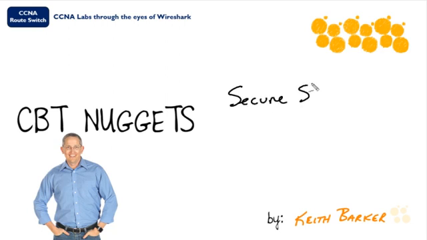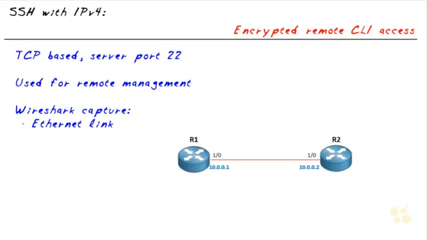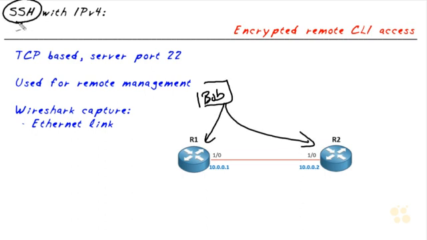In this nugget, we're going to lab up, capture, and analyze secure shell on an IPv4 network. Let's begin. Someone once told me that friends don't let friends run Telnet, and that's because Telnet is a plain text protocol. And if we're doing remote management of our devices, we absolutely want to do it securely. So Bob, the administrator, if he needs command line access, it's very likely he's going to want to use SSH, which is the acronym for secure shell, instead of raw, insecure Telnet.